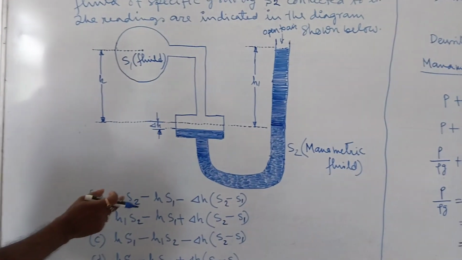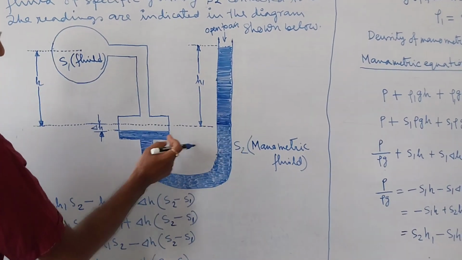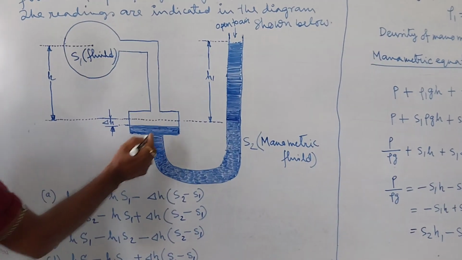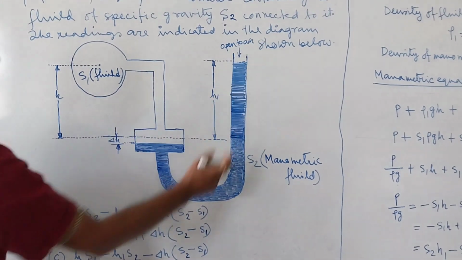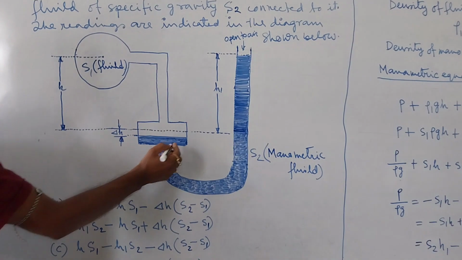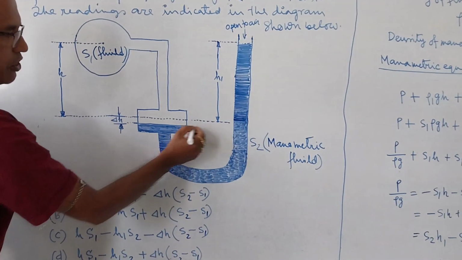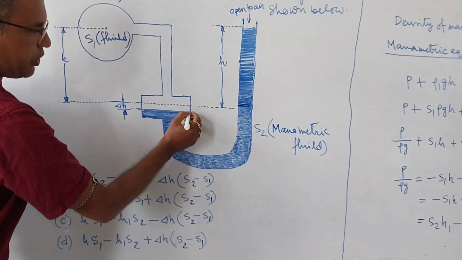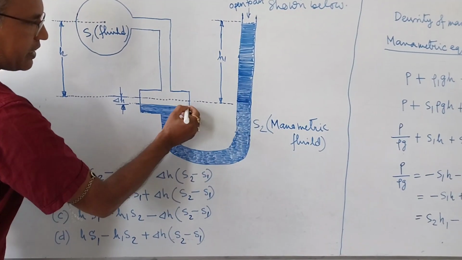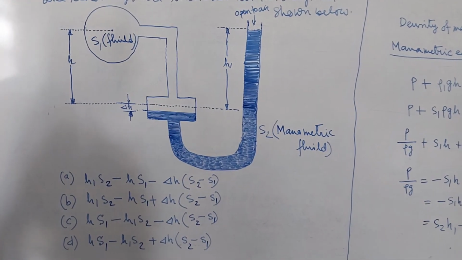So the most important thing is to find out at which point the pressure is equal. This is the manometric fluid of specific gravity S2. Now one end of the pipe is open to the atmosphere. At this point and at this point, the pressures are equal. So these two points are where the pressures are equal, and we have to find out the manometric equation.